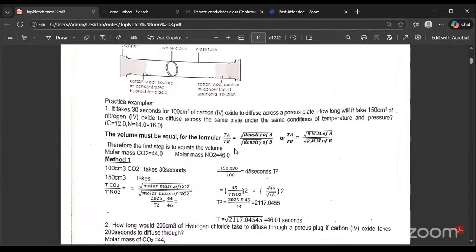So to diffuse through a porous plug, if carbon dioxide takes 200 seconds to diffuse through. Now, this question makes one think a little, but it is very easy. They have given you the volume, but they have not mentioned that they have given you the volume. So they're saying, how long will it take hydrogen chloride to diffuse through a porous plug if it takes carbon dioxide 200 seconds to diffuse? If it takes the same volume, that is 200 and 200.